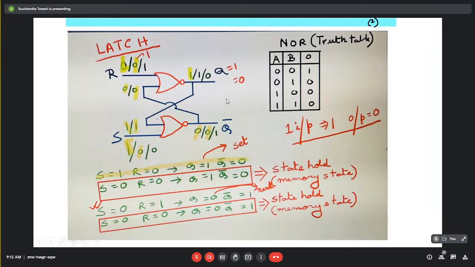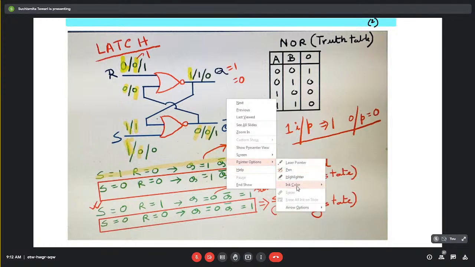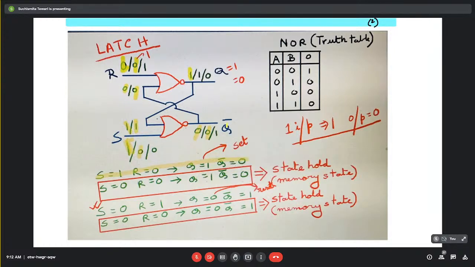Here we can see the simplest latch. From these two symbols you can easily say that these are NOR gates, which are one of the universal gates. Before proceeding with this circuit and seeing how it acts as a memory element, we are going to take a look at the truth table of the NOR gate. We are all well aware of this, but it is a bit of a recapitulation.